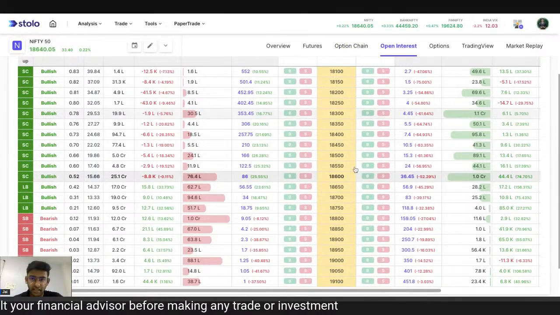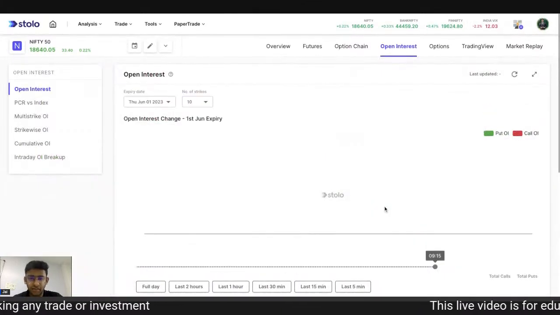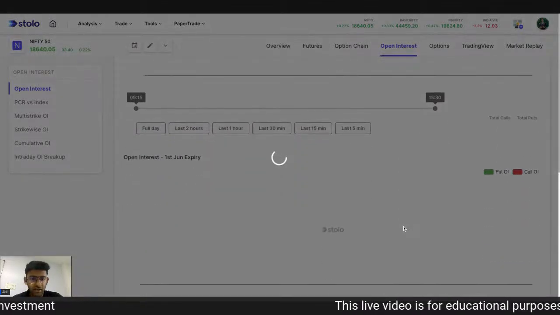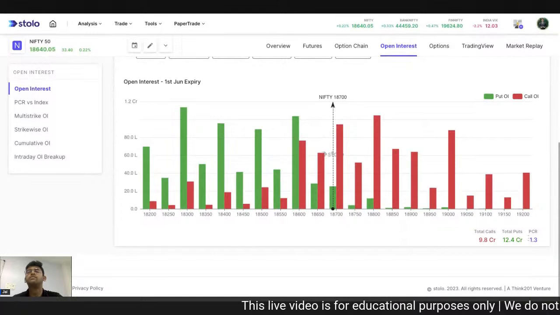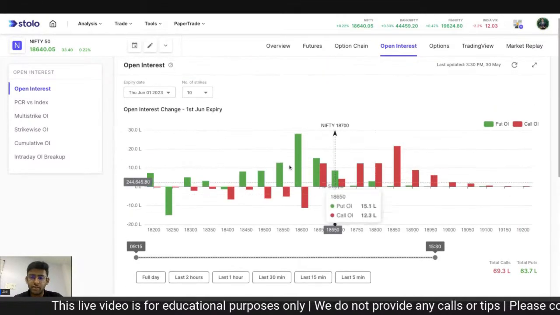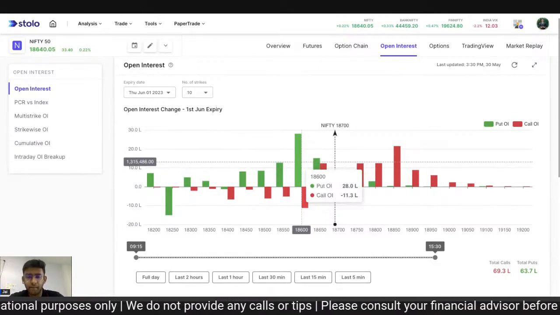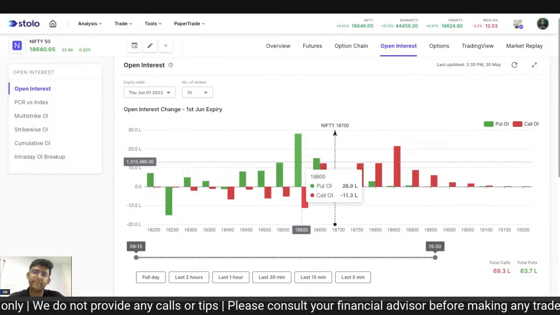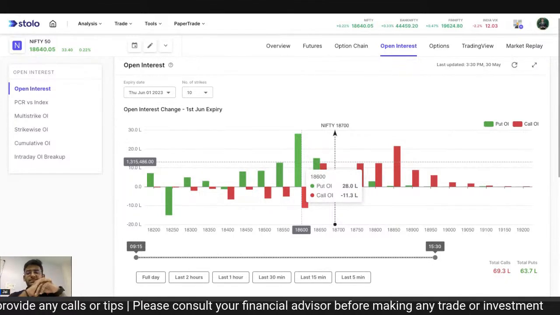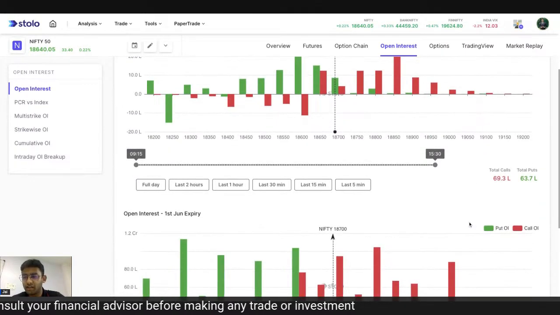Let's check the PCR of Nifty quickly. I'm assuming it to be above 1, which says that it's bullish, right? So 1.3 again does say that it is very bullish. And change in OI, we see 18,600, a lot of put OI being added there, right? So that is the outlook on the market today.